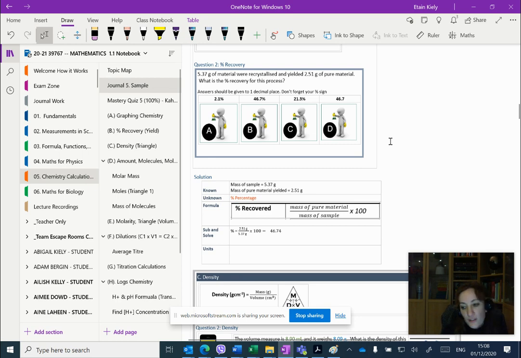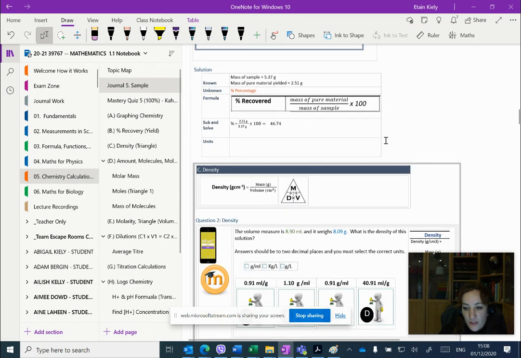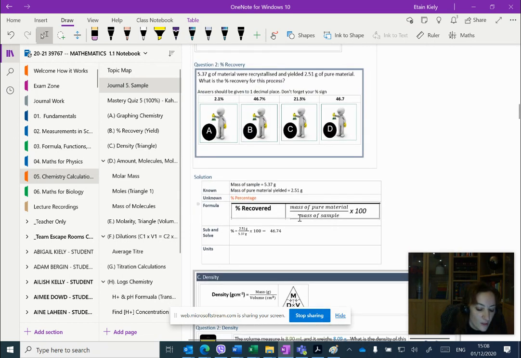So we're going to look at these two questions together, percentage recovery and the density question, because both are just asking you to use two known formulas, plug in values and solve. The first question wants to know, what was the percentage recovered?